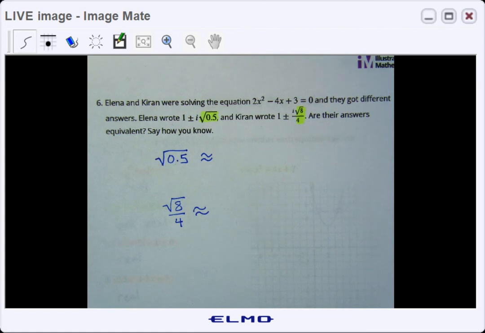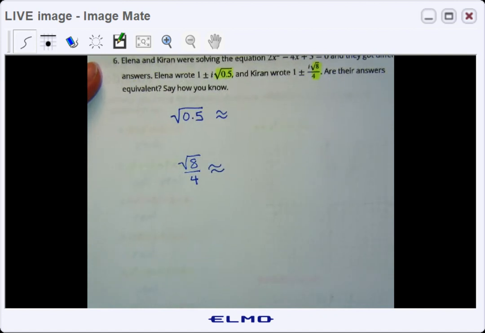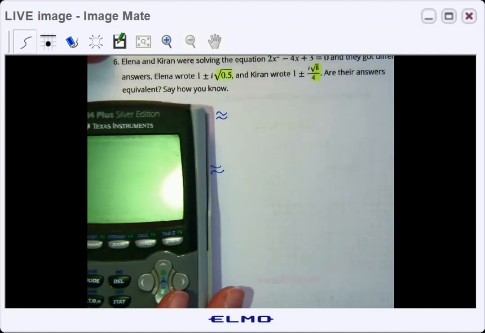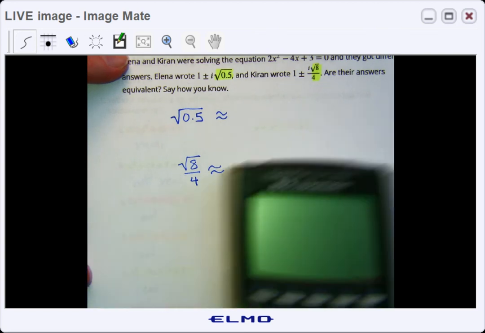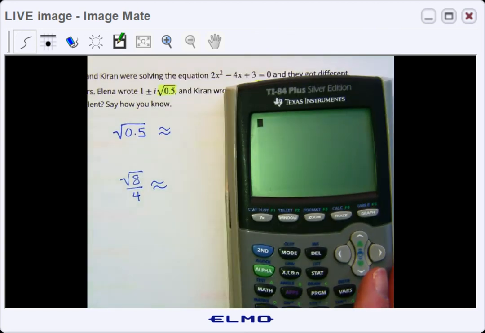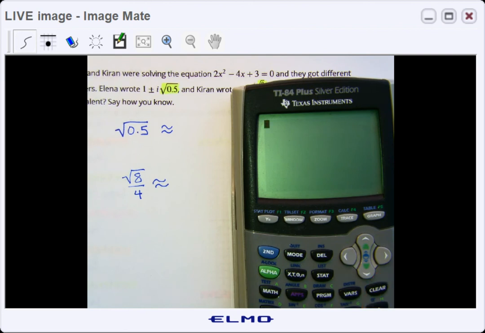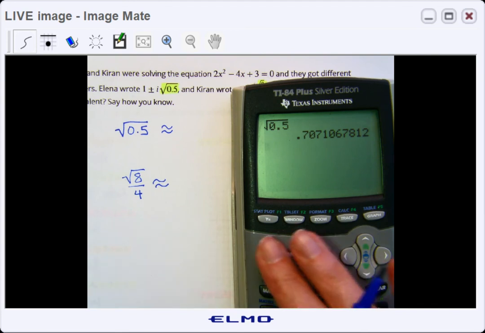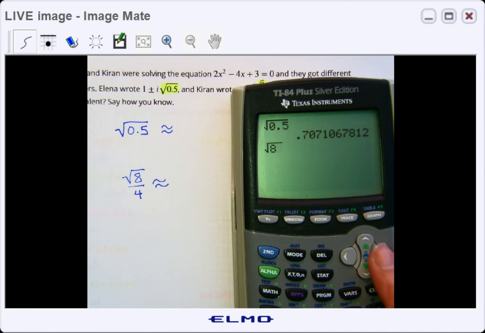I mean, there's other ways we could figure this out, but we haven't really focused on simplifying radicals so much this year. So I think this will show us what we need to know. So the square root of 0.5, see how that's that long decimal? Well, if we do the square root of 8, and then remember when you divide by the 4, it's outside of the square root, so you have to arrow over to the right, and then divide by 4. Look at that. They are the same.